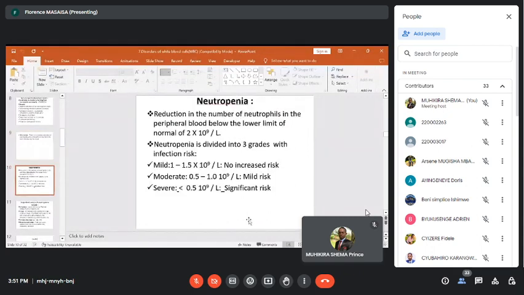Neutropenia is a decreased number below 2. Then we have 3 grades depending on the severity and the risk of getting infection. We have mild, 1 to 1.5, with no risk of infection, moderate, 0.5 to 1, with mild risk, severe, below 0.5, with significant risk. So again, you have to classify your patient depending on which grade they have.